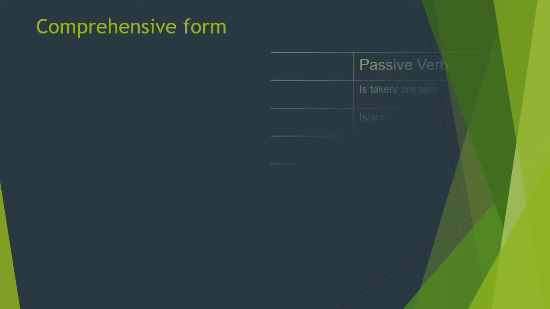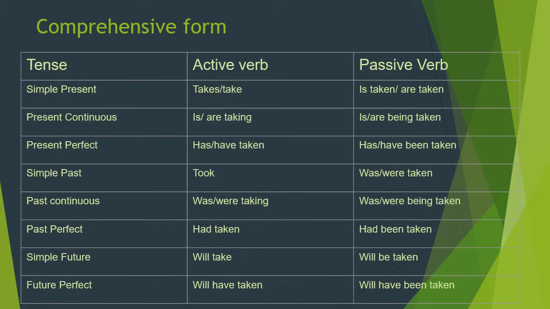Let us have a comprehensive view of active voice and passive voice. If it is simple present, takes or take in the active verb will change to is taken or are taken in the passive verb. Present continuous, is or are taking, will change to is or are being taken. Now, what are this is and are? Is and are depend on the subject of the sentence. If the subject is singular, is should be used. If the subject is plural, are is to be used.